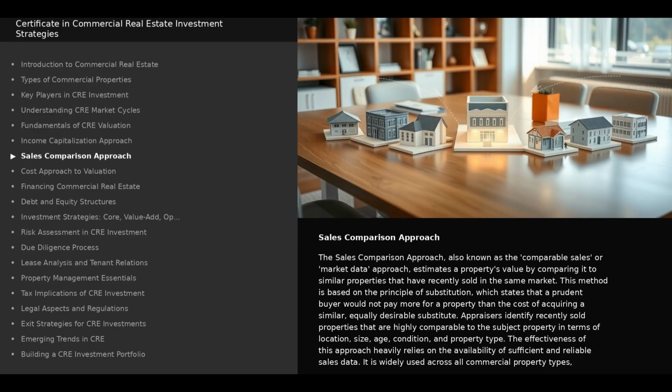Appraisers identify recently sold properties that are highly comparable to the subject property in terms of location, size, age, condition, and property type. The effectiveness of this approach heavily relies on the availability of sufficient and reliable sales data. It is widely used across all commercial property types, especially when there is an active market with frequent transactions.